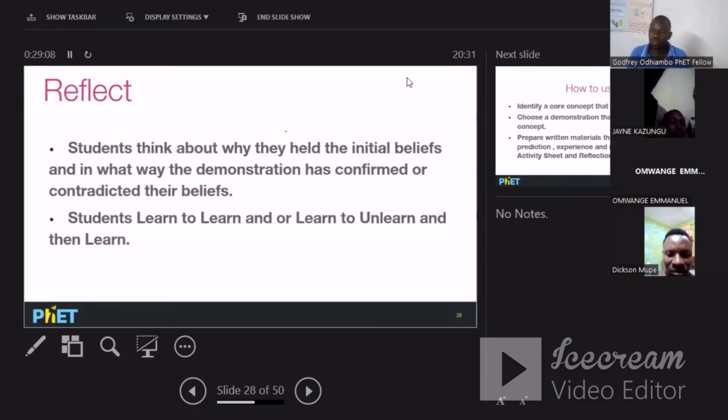Now, the reflection part, that is after the demonstration, the students will think about why they held the initial beliefs and in what way the demonstration has confirmed or contradicted their beliefs. So students learn to learn and or learn to unlearn and then learn again. In this situation, the students will learn to learn, that is, they'll confirm their belief, and or they learn to unlearn, that is, they remove the initial belief they had, which was not correct, and then learn the new belief, which now is correct according to the sim.